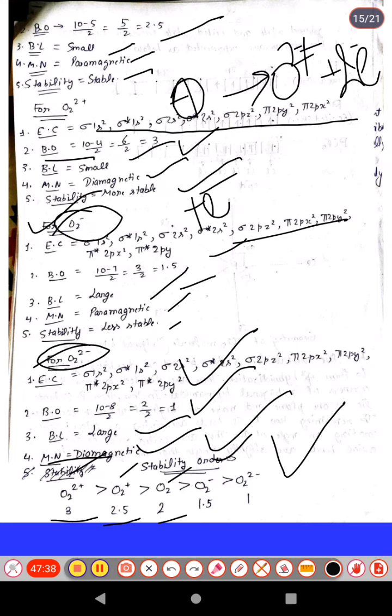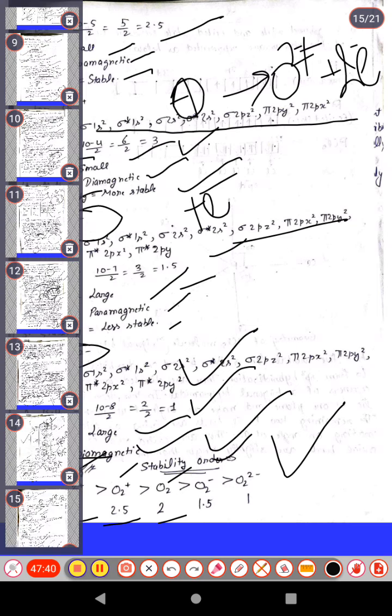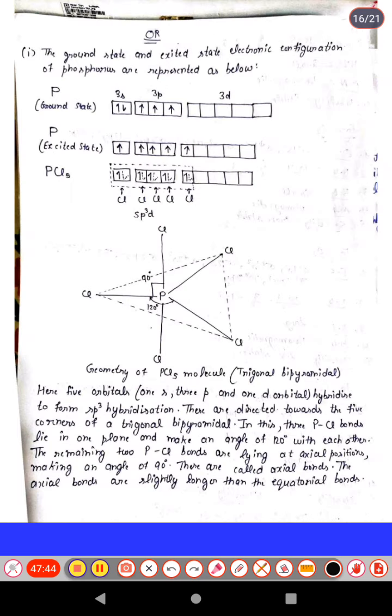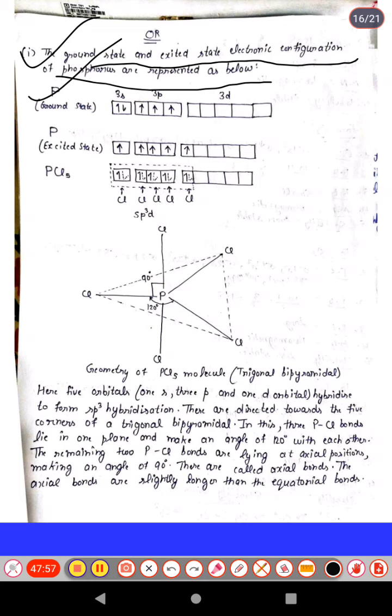Molecular orbital energy level diagram for oxygen atom. Next is an optional question: PCl5, the electronic configuration and structure. The ground state and excited state electronic configuration of phosphorus are explained. Phosphorus has atomic number 15 and electronic configuration 3s2 3p3, so in 3s there are 2 electrons and in 3p there are 3 electrons.